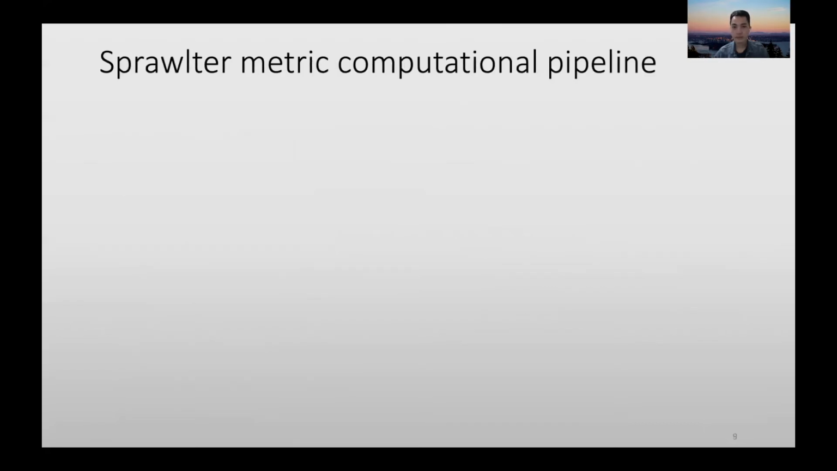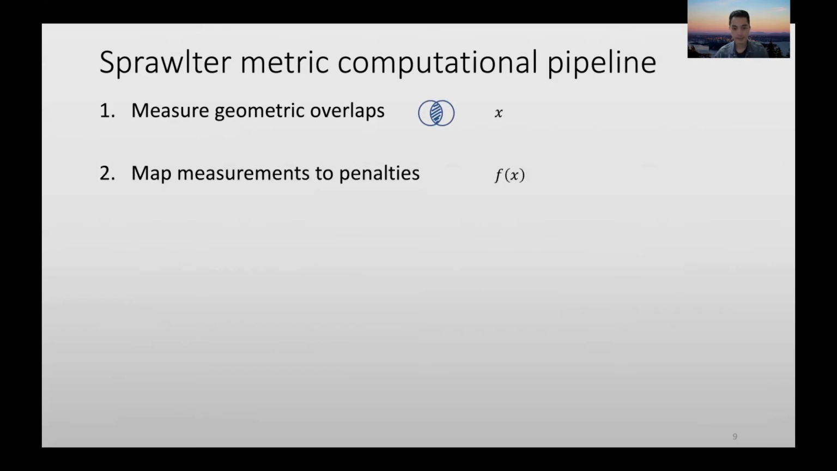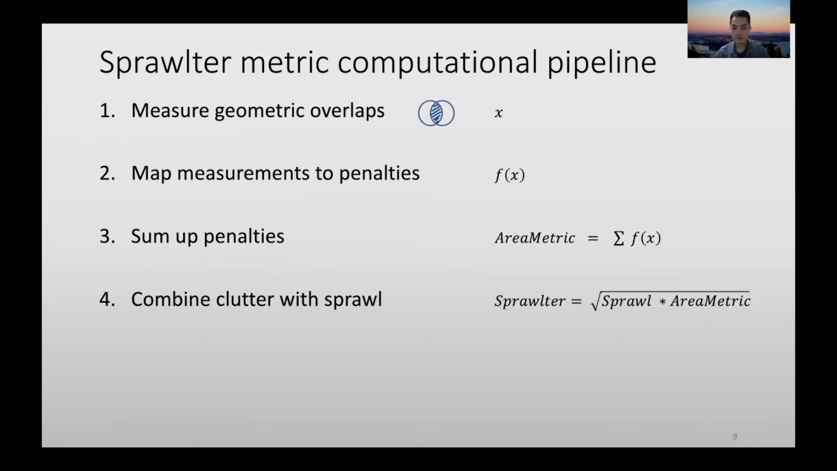Next, we're going to introduce the computational pipeline of the Sprawlter metric. There are a few steps. First, we measure the geometric overlaps between the graph elements, such as a node and node, denoted as X. Second, we're going to map these measurements to a penalty score with a penalty mapping function f(x). Third, we're going to sum up all the penalties as the area-aware metric. Fourth, we're going to combine the clutter with the sprawl using a geometric mean.